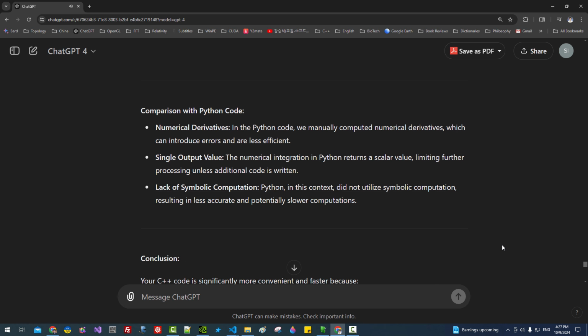Comparison with Python code. Numerical derivatives. In the Python code, we manually computed numerical derivatives, which can introduce errors and are less efficient. Single output value. The numerical integration in Python returns a scalar value, limiting further processing unless additional code is written. Lack of symbolic computation. Python, in this context, did not utilize symbolic computation, resulting in less accurate and potentially slower computations.